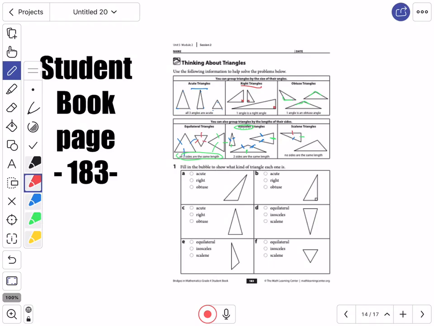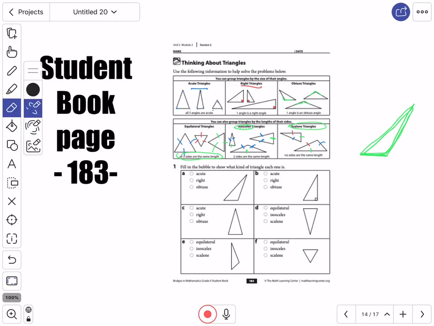And then you have scalene triangles. In a scalene triangle, no sides are the same length. That means that all 3 sides are different lengths. So that means that this side right here is a different length from this side, which is also a different length from that side. And on this other triangle, this side is a different length from this side, which is also a different length from that side. So that is called a scalene triangle.